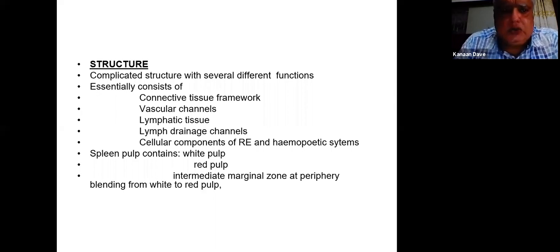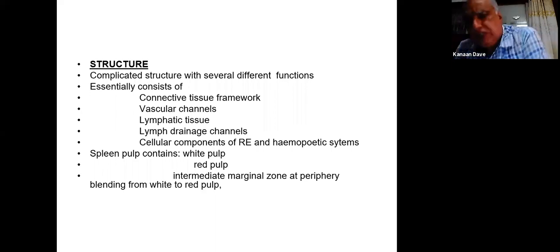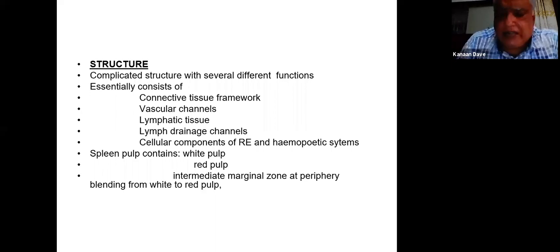So there are two areas that we see under the microscope of the spleen, the pulp areas. There is the white pulp and there is the red pulp. And between the two, we have an intermediate marginal zone at the periphery, blending from white to the red pulp. So this is part of your revision from your anatomy days. You're aware of the structure.